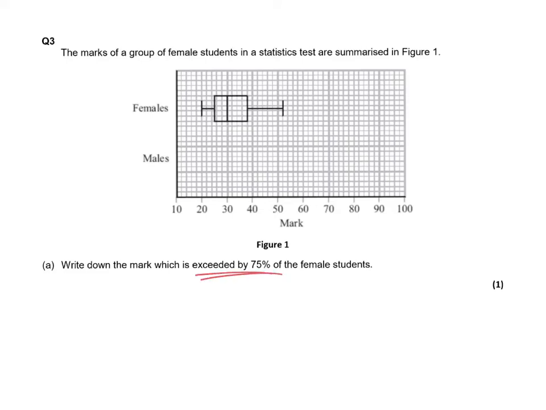Okay, question 3. The important part here is we're looking for the mark which is exceeded by 75%. So 75% of people are more than this mark, which means 25% of people are less than this mark. Well, that's the definition of the lower quartile, and in this case, from the diagram, you can figure out the lower quartile is 25, a mark of 25.